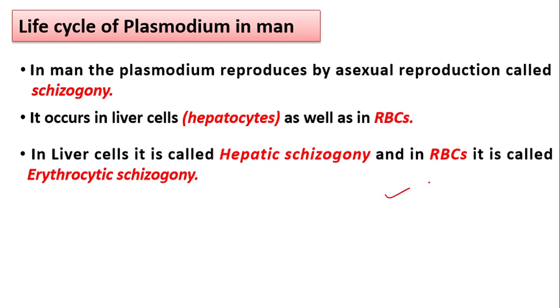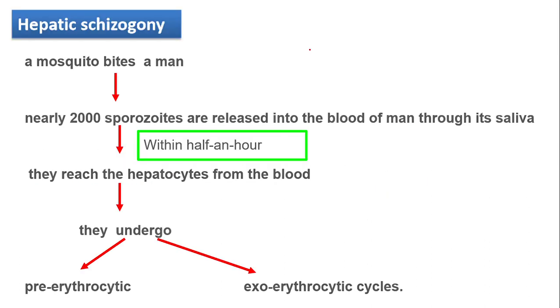Now ये सेम चीजें आपके टेक्स्ट बुक में लिखी हुई हैं. You can just read it once. Let's start with the hepatic schizogony.